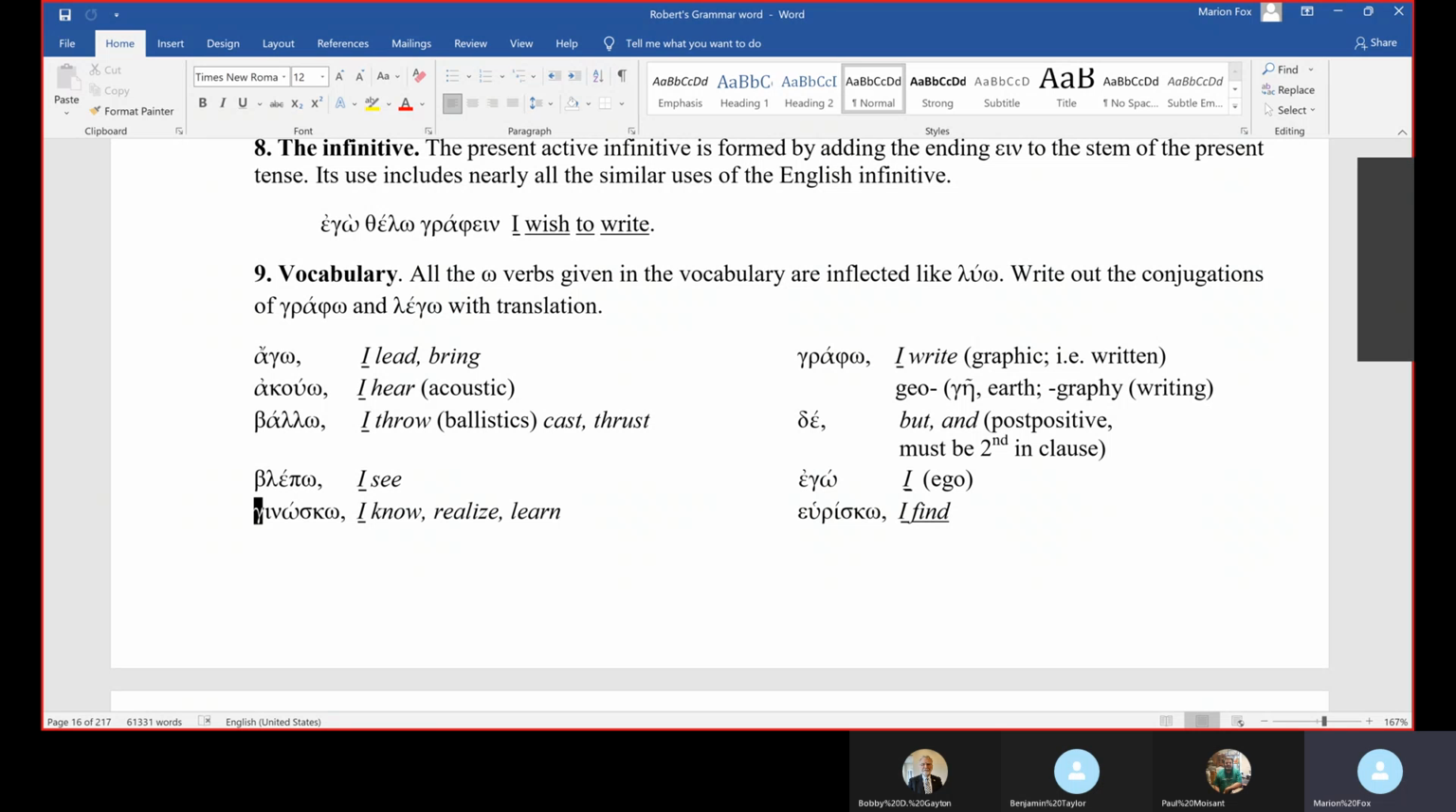Gnosko. Now, if I wanted to say they know, I would say gnoskousi. I would drop the omega right here and put ousi on it. Ending right there. Gnoskousi.